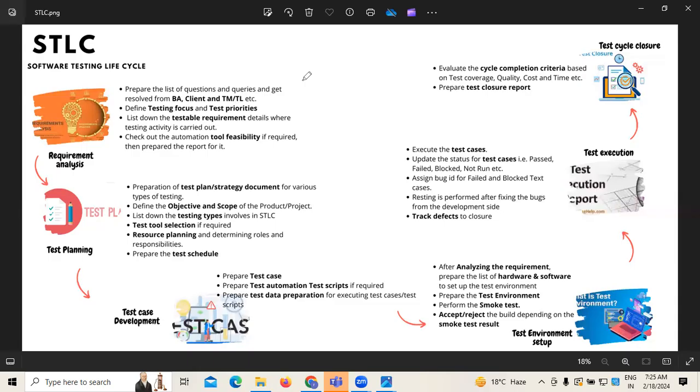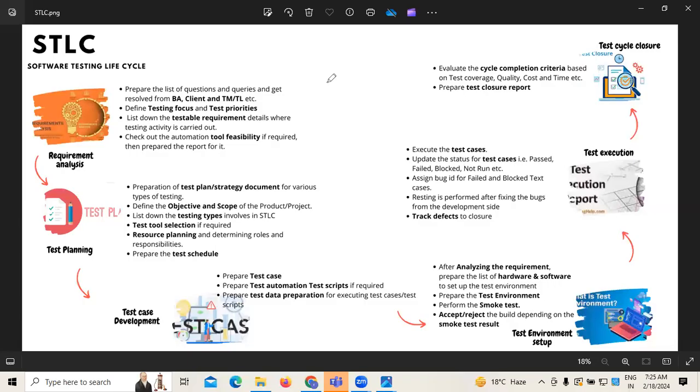Next, we need to list out testable requirements, right? So what are the testable requirements we have that we have to test? So what are the requirements we have, right? Which requirements are to be tested? All these things are what we have to see. This is where testable requirements come into the picture. What are all the requirements to be tested? Right, so which requirements we have to test, etc. All these things have to be taken care of here.